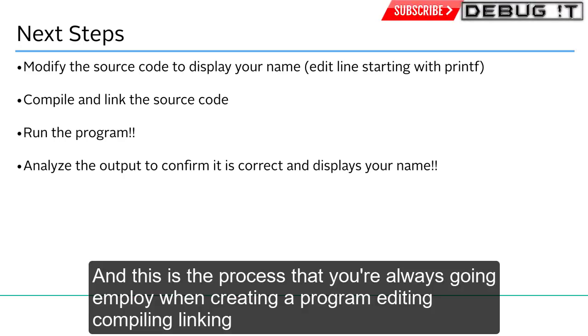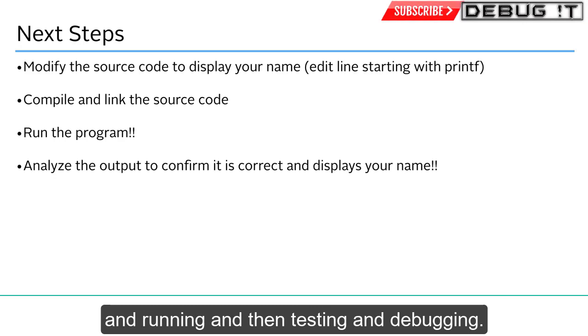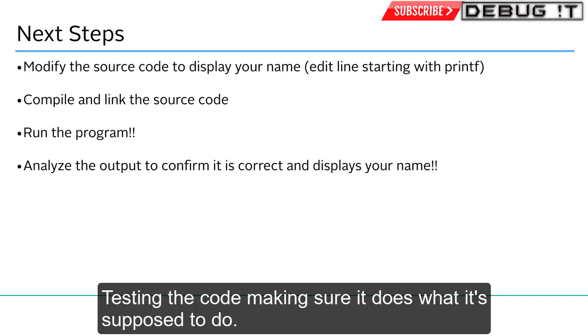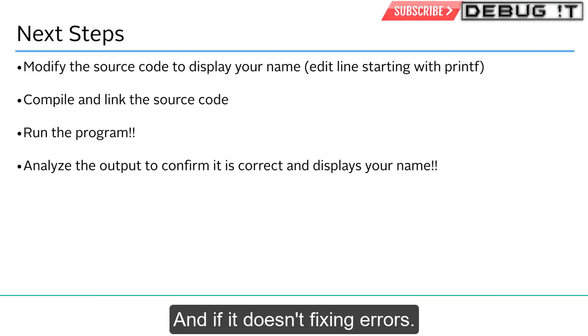And this is the process that you're always going to employ when creating a program. Editing, compiling, linking, and running. And then testing and debugging. Testing the code, making sure it does what it's supposed to do. And if it doesn't, fixing the errors. So this is your challenge.